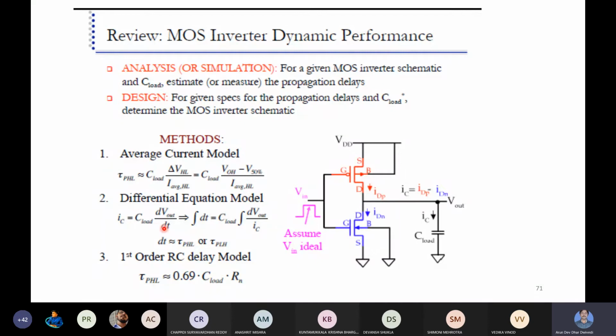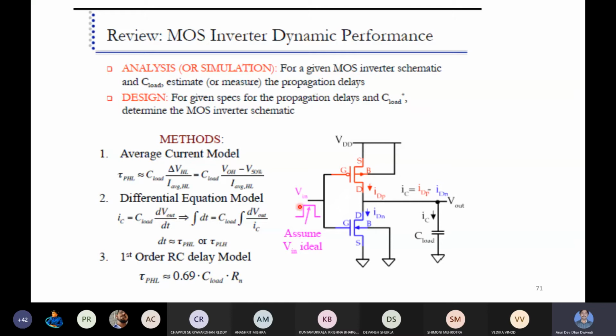We can use the differential model where this I is what? I is dq by dt, and dq is C load into dV out by dt, because the voltage of this capacitor depends on the output voltage. Whatever output voltage you are having is the potential difference between the plates of the capacitor. So if V out is changing, then the rate of change of dV out will decide the dQ.